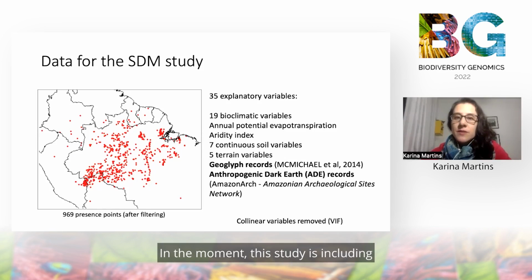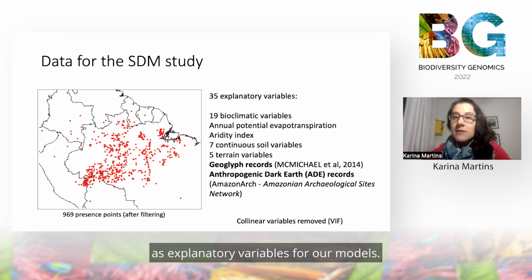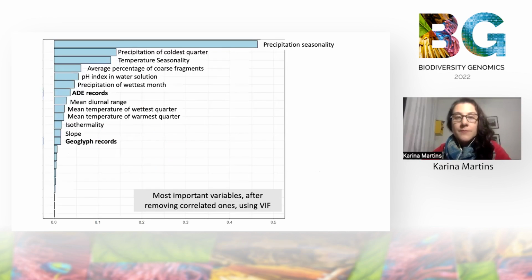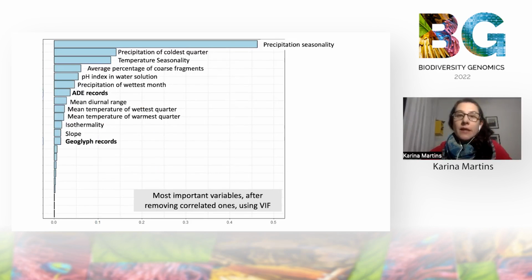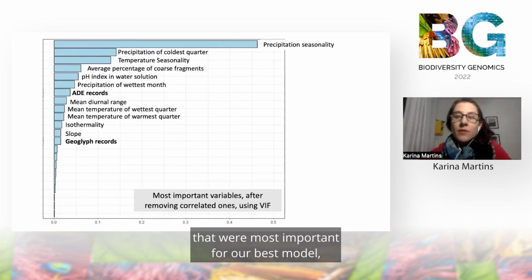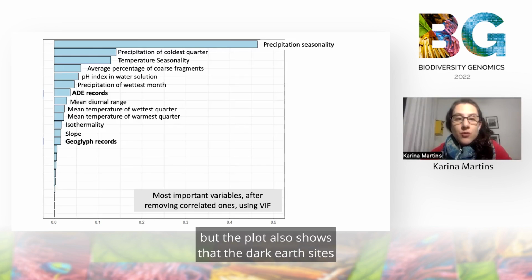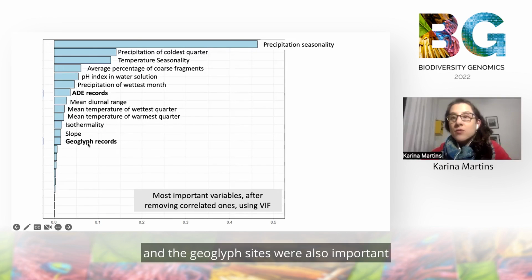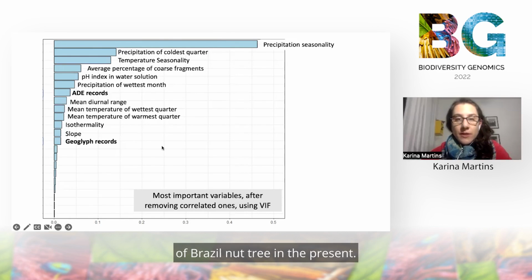And the novelty of this study is including these records of geoglyphs and the anthropogenic dark earth as explanatory variables for our models. And this bar plot shows that these three climatic variables were most important for our best model: precipitation, temperature seasonality, and precipitation of the coldest quarter. But the plot also shows that the dark earth sites and the geoglyph sites were also important in influencing the habitat suitability of Brazil nut tree in the present.